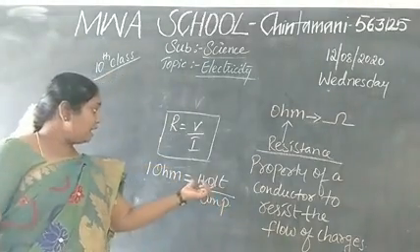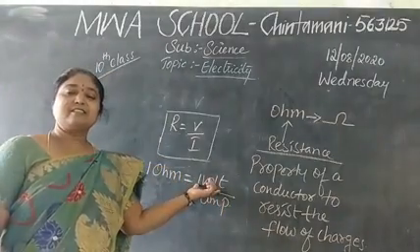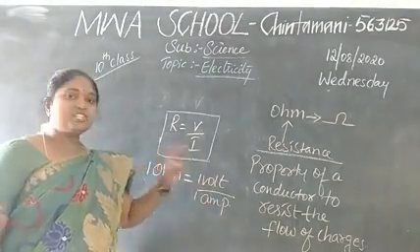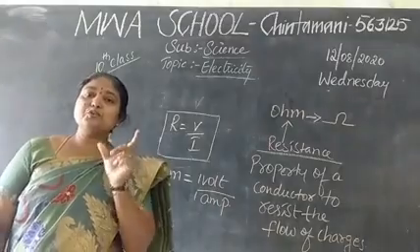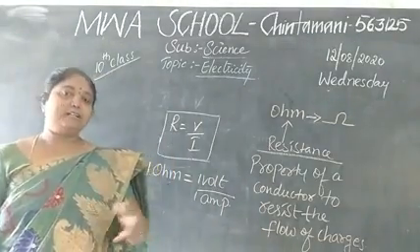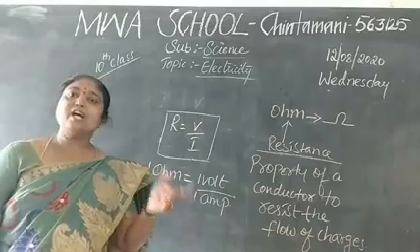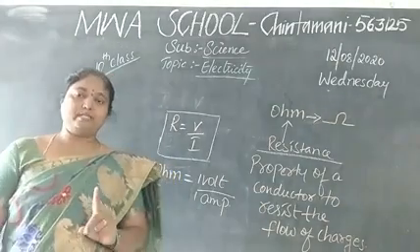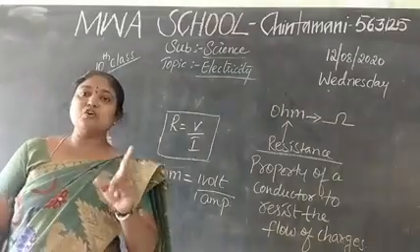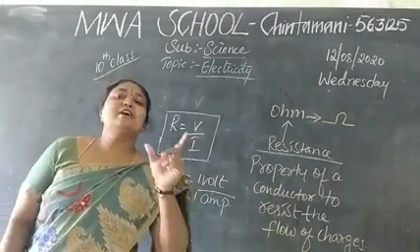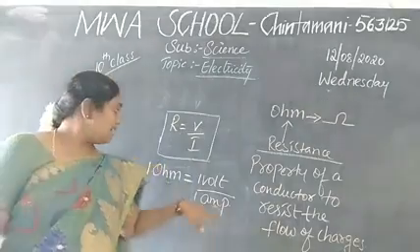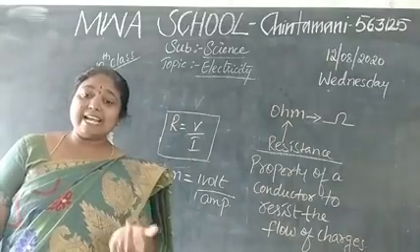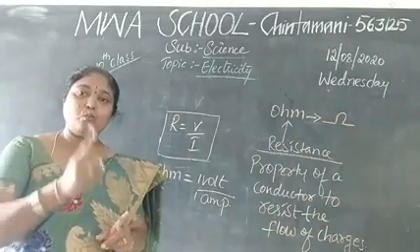So where can we find the potential difference? Across the two ends of a conductor. If the potential difference across the two ends of the conductor is 1 volt, and the current through it is 1 ampere, the resistance is 1 ohm.